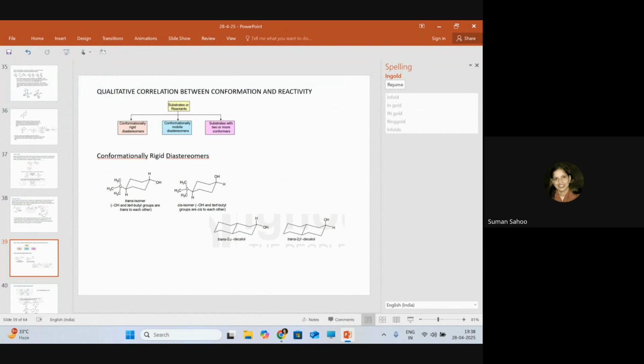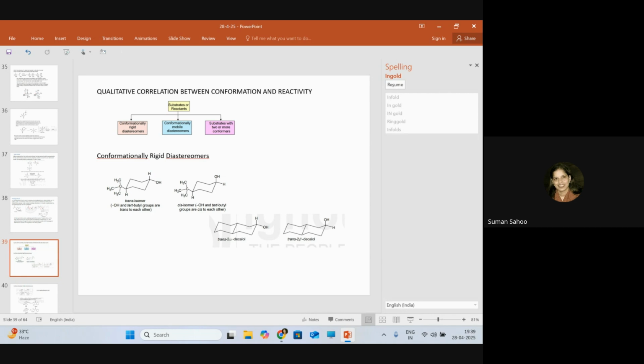So next is how conformers or configurational isomers are going to give you different reactions, and how they react. First of all, whenever we have a substrate or reactants, we can have conformationally rigid diastereomers, or conformationally mobile diastereomers, or substrates with two or more conformers. First we will discuss conformationally rigid diastereomers. That means these diastereomers cannot be interconverted.